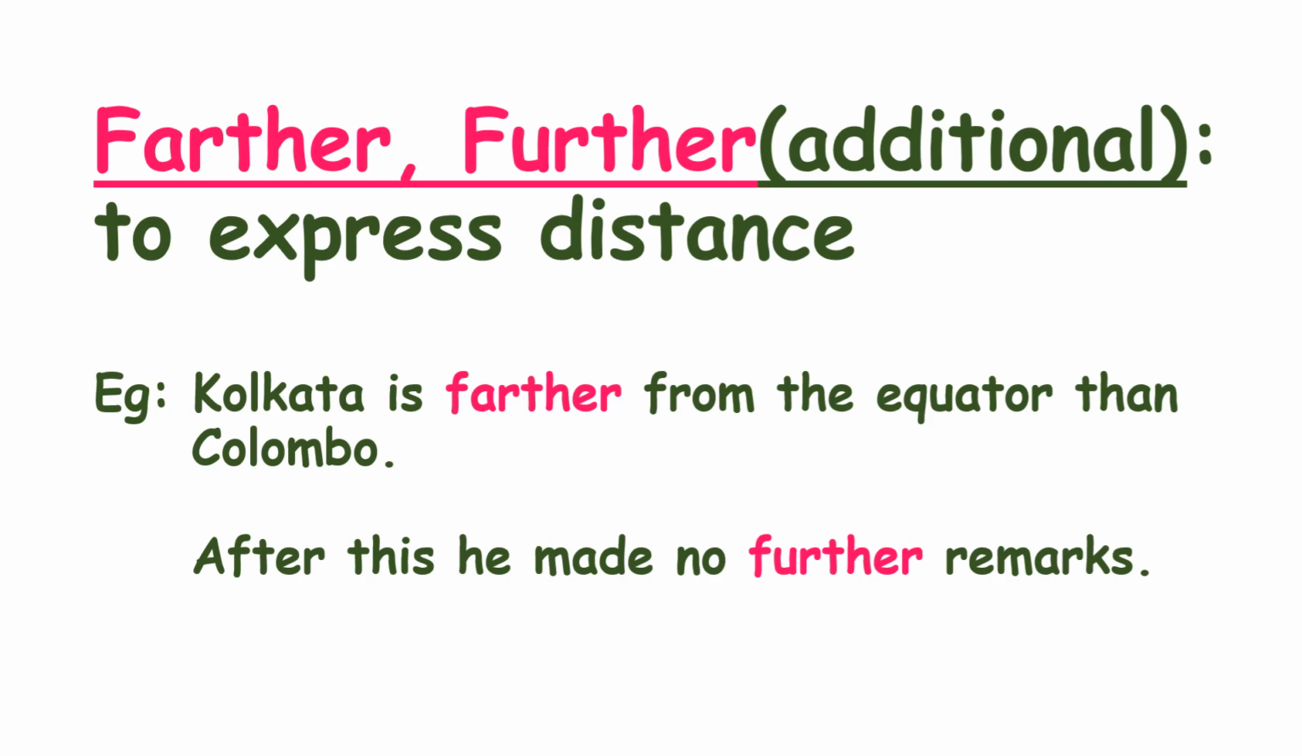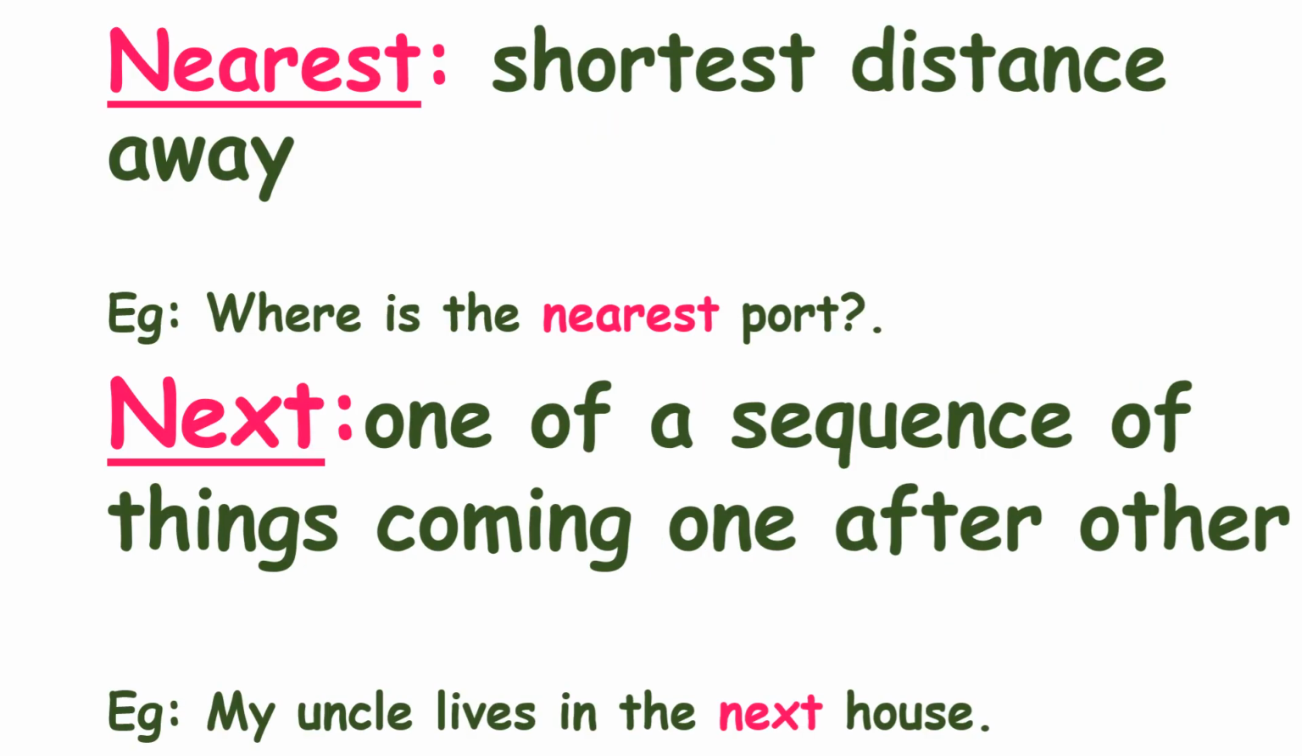For example, Kolkata is farther from the equator than Colombo. Now, in this particular example, when we have used farther, we are talking about distance. But in the second example, further denotes not distance, but the meaning additional. For example, after this he made no further remarks. Means after this he made no additional remarks.